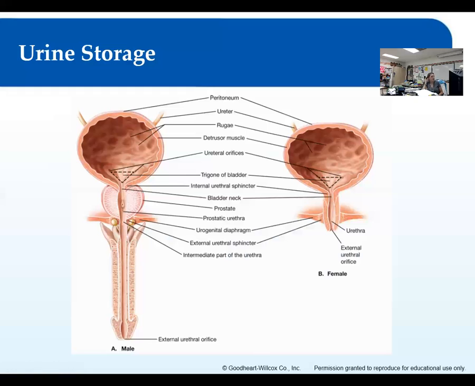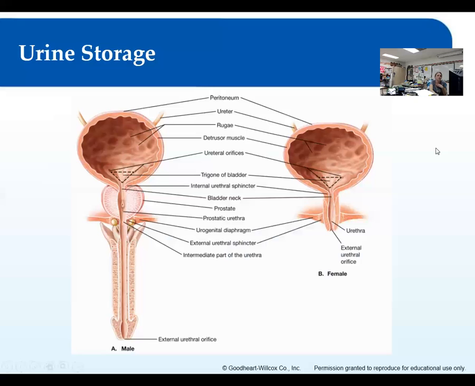Okay, and then last we have the urethra. And so again, internal urethral sphincter is here, external is here. The internal one is made of smooth muscle, so that means it's involuntary. External is made of skeletal muscle, so it is voluntary.